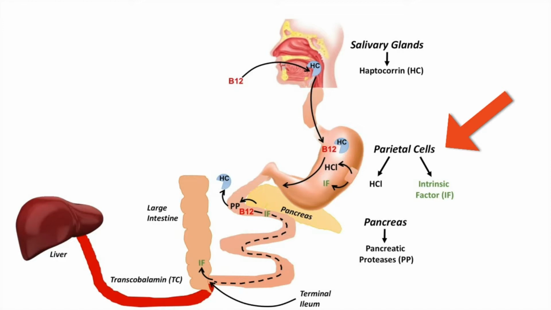After this complex passes through the stomach, the pancreas produces pancreatic protease. Pancreatic protease will release the haptocorrin from vitamin B12 and allow intrinsic factor to bind to the vitamin B12 in the duodenum. This complex will then be transported to the small intestine and arrive at the terminal ileum. This is where absorption of vitamin B12 happens.